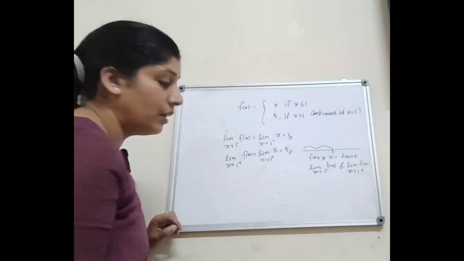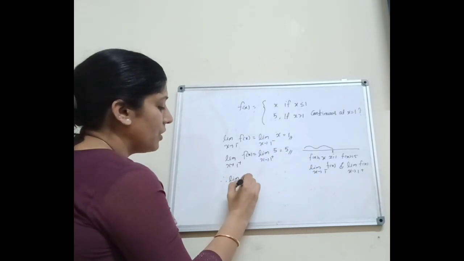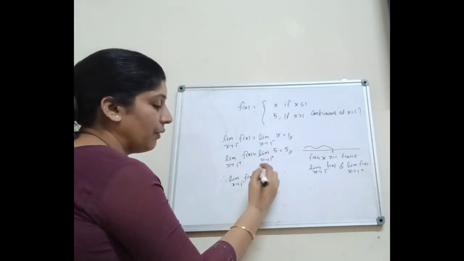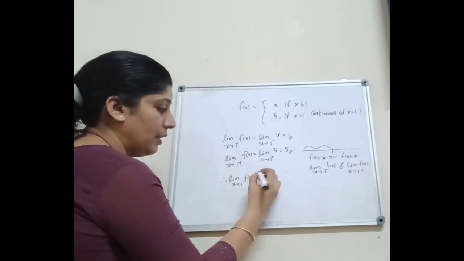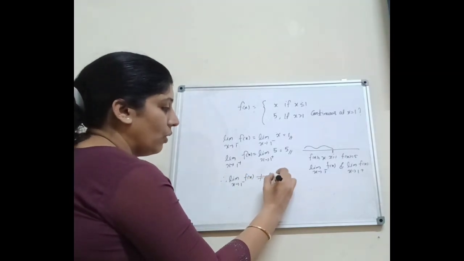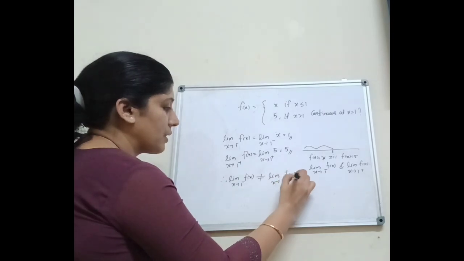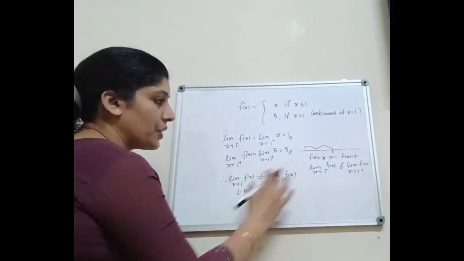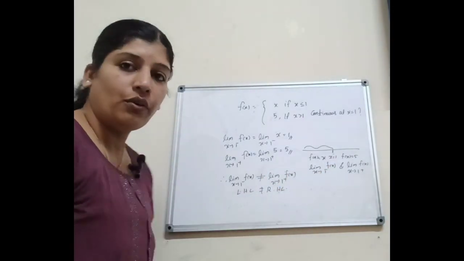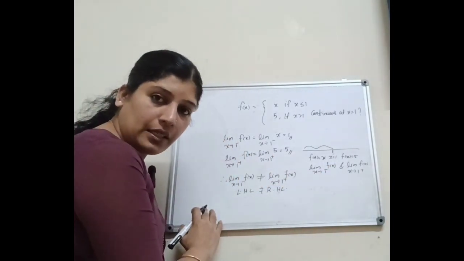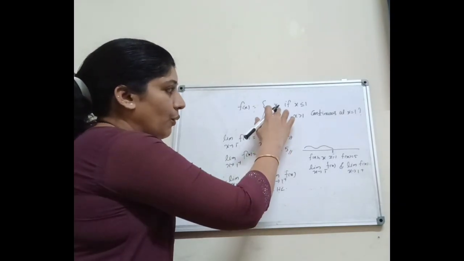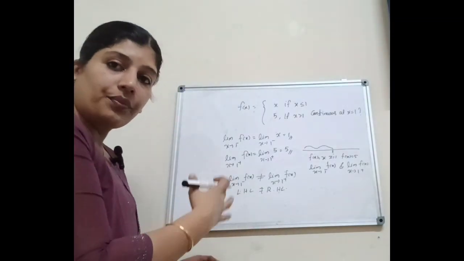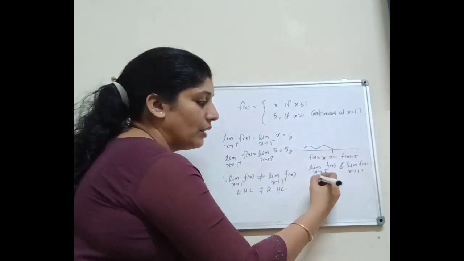It's a constant function. Therefore, here limit x tends to 1 minus f of x is equal to 1 and limit x tends to 1 plus f of x is 5. That means the left hand limit is not equal to the right hand limit. That means the function is not continuous at the point x equal to 1. That is, left of 1 it is defined as f of x equal to x, and right of 1 it is defined as f of x equal to 5. That means at the point x equal to 1, what is the value of f of x?